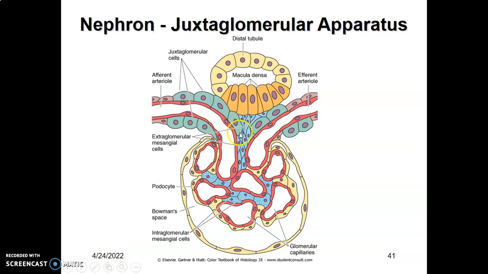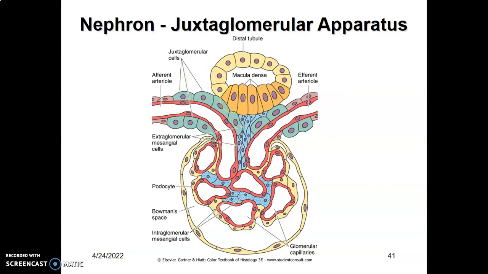mesangial cells. So when you have low sodium in blood, there'll definitely be low sodium in the filtrate at the glomerulus, and when it gets to the DCT, macula densa will sense low sodium. And remember, low sodium in blood means the blood pressure is also low. So macula densa cells will sense this low blood pressure or low sodium and cause juxtaglomerular cells to produce renin. Then what does renin do? It causes angiotensinogen that is produced in the liver to be converted to angiotensin 1.